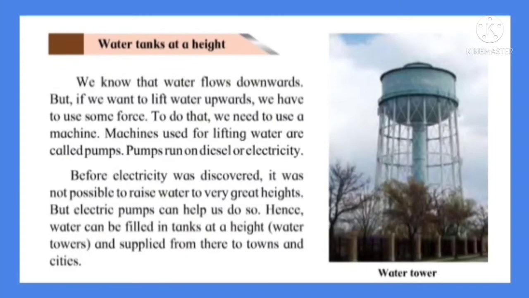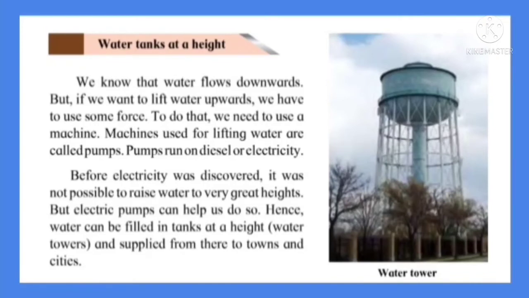Now, a water tank at a height. You can see in the picture there is a water tank at a height. Here, where does the water flow from? The water flows downward because this tank is at a great height. Now, we have to lift this water upwards, right? Because our water sources are down. How will we lift this water up? It requires a lot of force, a lot of energy to take this water up.